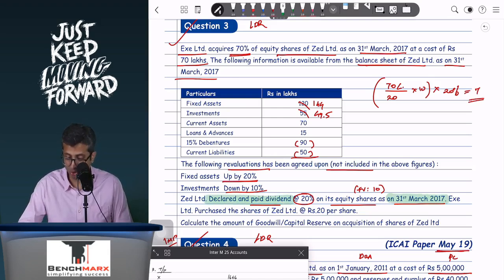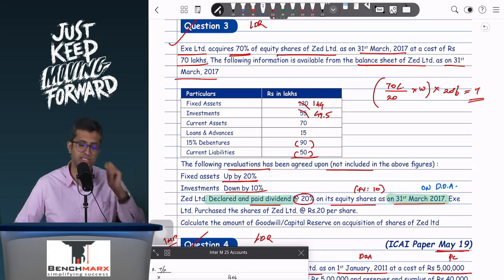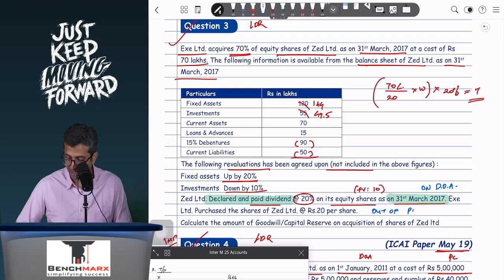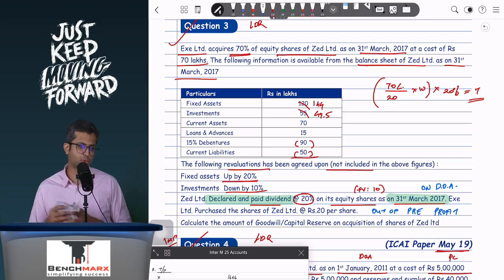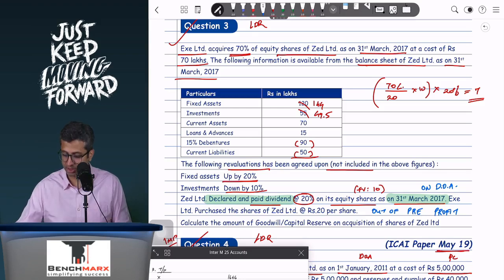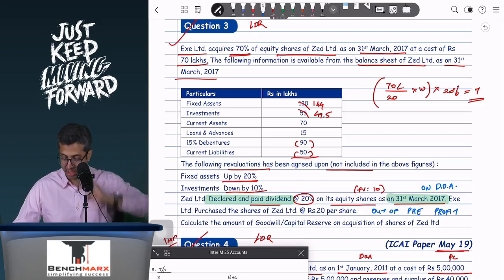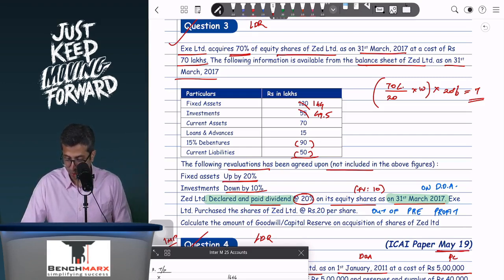So can I say this is on the date of acquisition? So this must be declared and paid out of what? Well, this would be out of the profits up to the date of acquisition, let us say 16-17, which means is this dividend out of pre-acquisition profits or post-acquisition profits? Well, this would be out of pre-acquisition profit surely, because you are on the date of acquisition, you have not even earned a single rupee of post-acquisition profit. And hence this is out of pre-acquisition profits. How much is the dividend? 7.